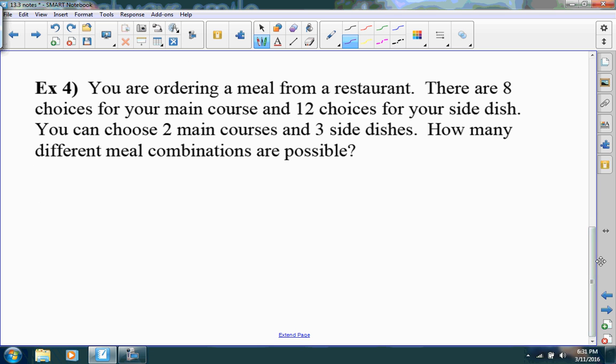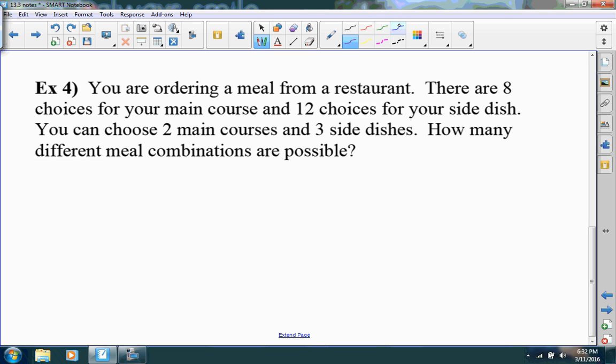Okay, example 4 is our last word problem, and then we've got some that we're just going to practice typing into the calculator. So you are ordering a meal from a restaurant. There are 8 choices for your main course and 12 dishes for your side dish. So you can choose 2 main courses and 3 side dishes. How many different meal combinations are possible?